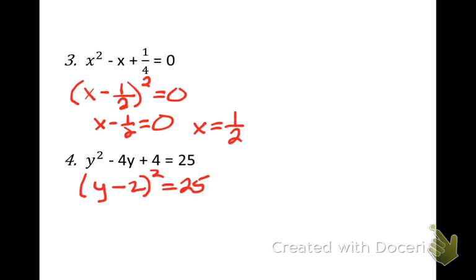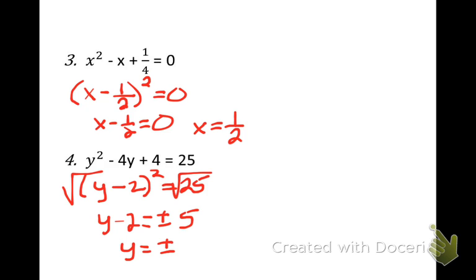But now we're going to take the square root of each side, giving us y minus 2 equals plus or minus 5. So we would have to add 2 to each side, so plus or minus 5 plus 2. So we're going to get y equals 5 plus 2 would be 7, and negative 5 plus 2 would be negative 3.